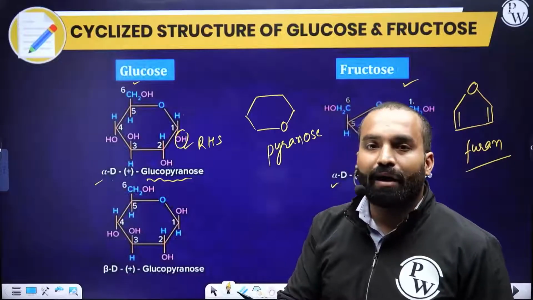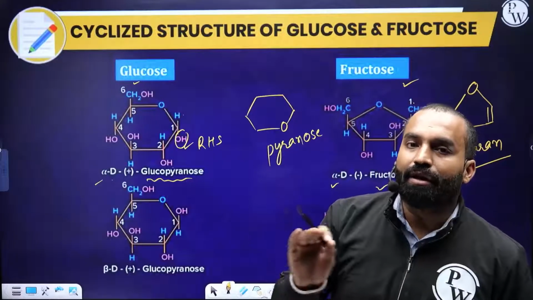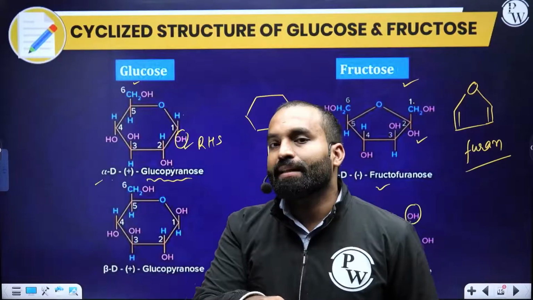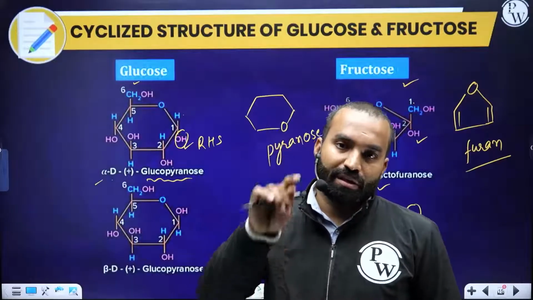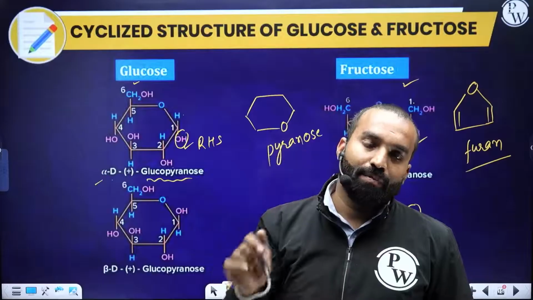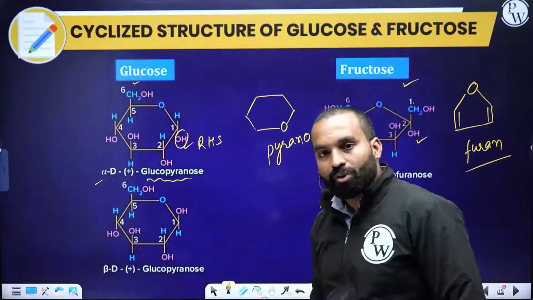Any kind of chiral compounds, if the two chiral compounds are different in the configuration of chiral center number 1, they are known as anomers of each other.